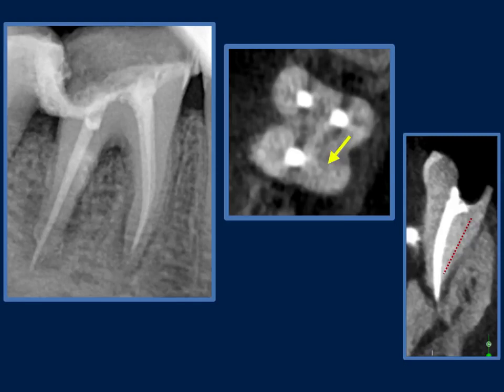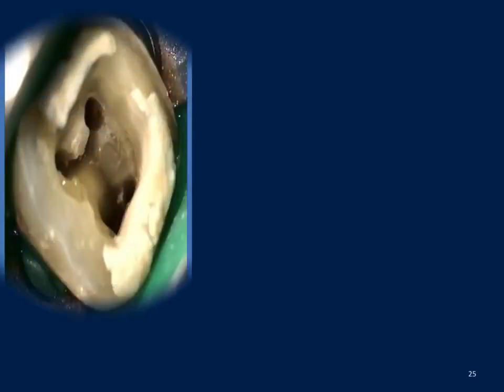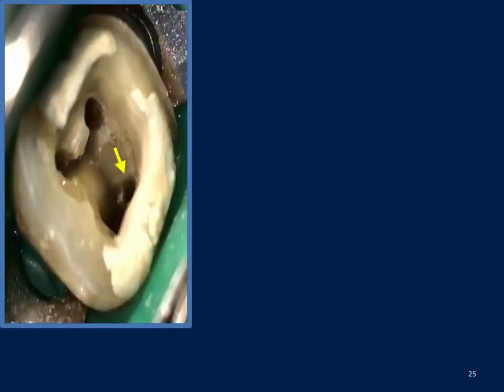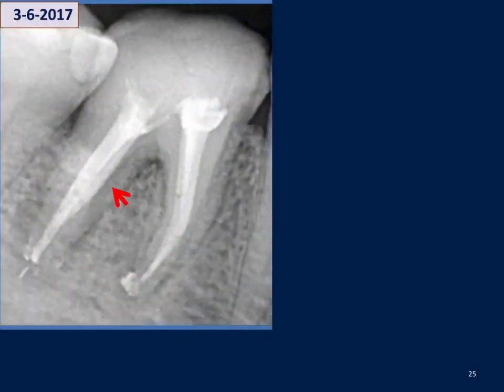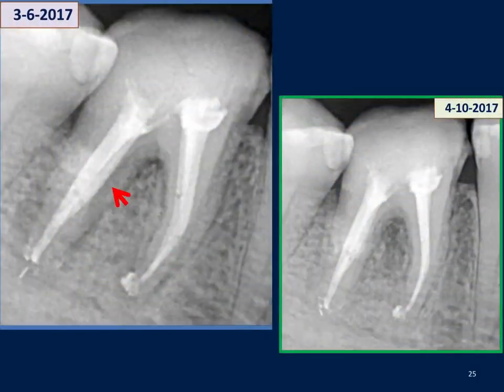And this distolingual canal, you can see it in the red line here. By microscope, we can detect where this canal is, and we can redo this canal and we can fix it. When we fix it, we have to retreat all canals here, and you can see the follow-up here after a few months, 4 months exactly, and you can see healing started.